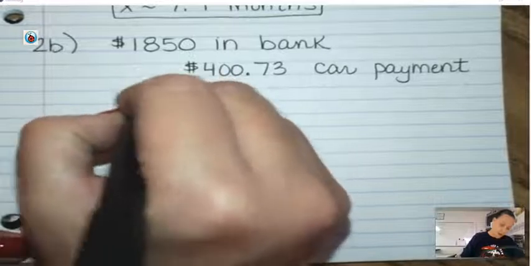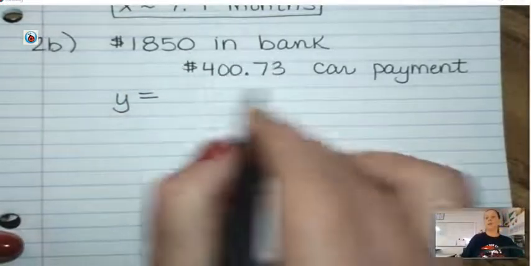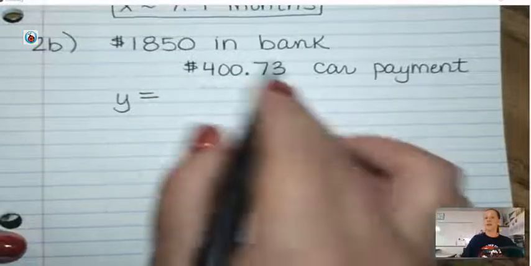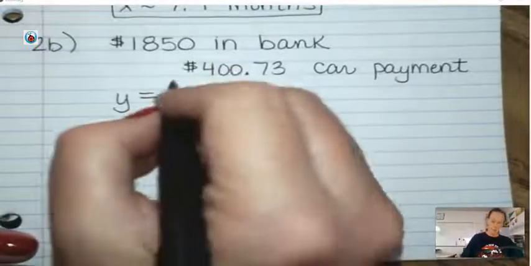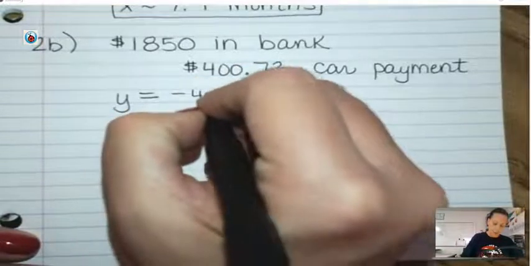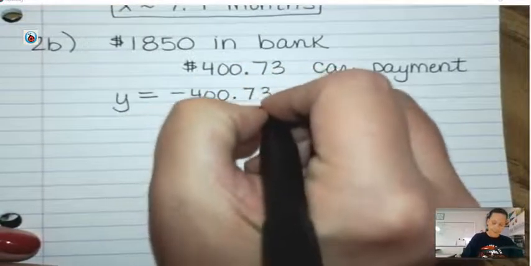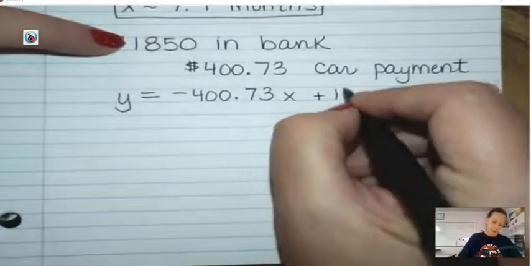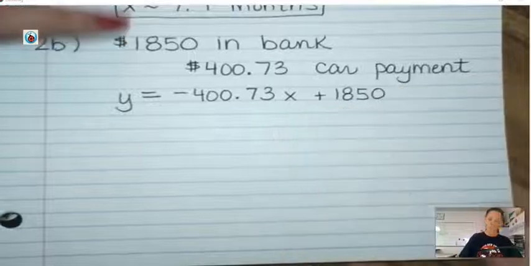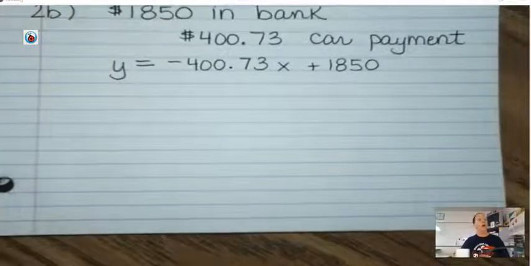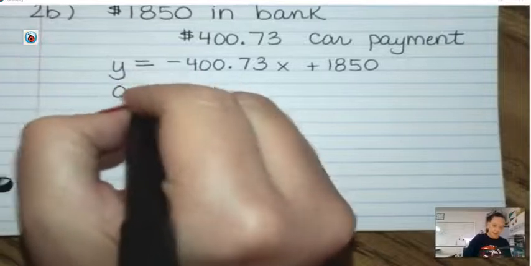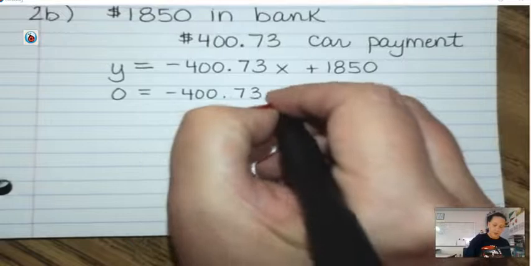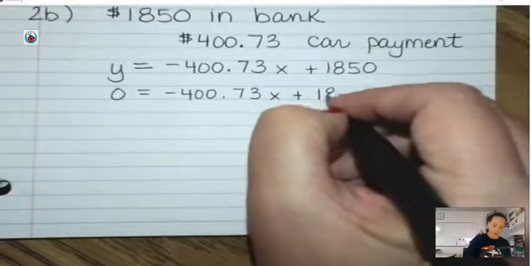So it's y equals, the slope is the number that keeps changing. So every month he has to pay this. Since it's coming out of his account, we're going to deduct it. So put negative 400.73. Then put an x. And then he started at $1,850. I want to know, when will the account be 0? So set y equal to 0 and solve it for x.